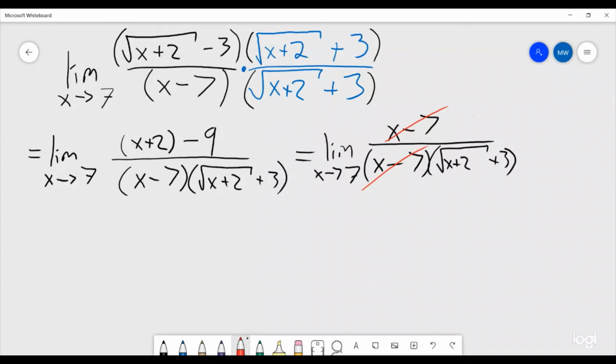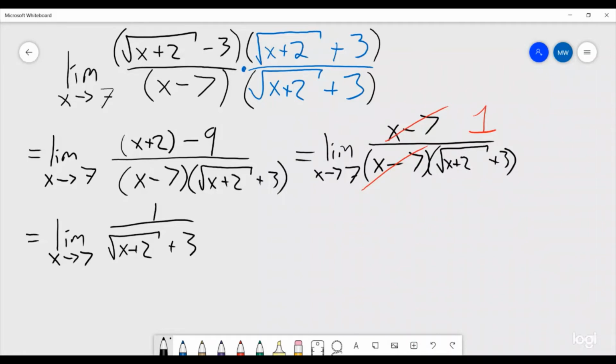So that is something to pay attention to. On the top we are left with a 1, and now if we plug in x equals 7, we don't run into a problem. So we get the limit as x goes to 7 of 1 over the square root of x plus 2, plus 3. We are able to just plug in x equals 7 here, so we get 1 over the square root of 7 plus 2, plus 3, 1 over 3 plus 3, so this is 1 over 6. So that's how we're able to do different things with limits.